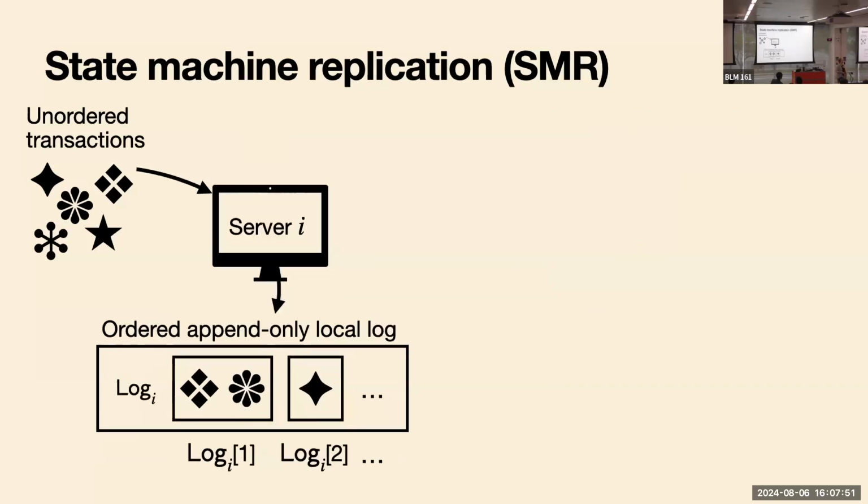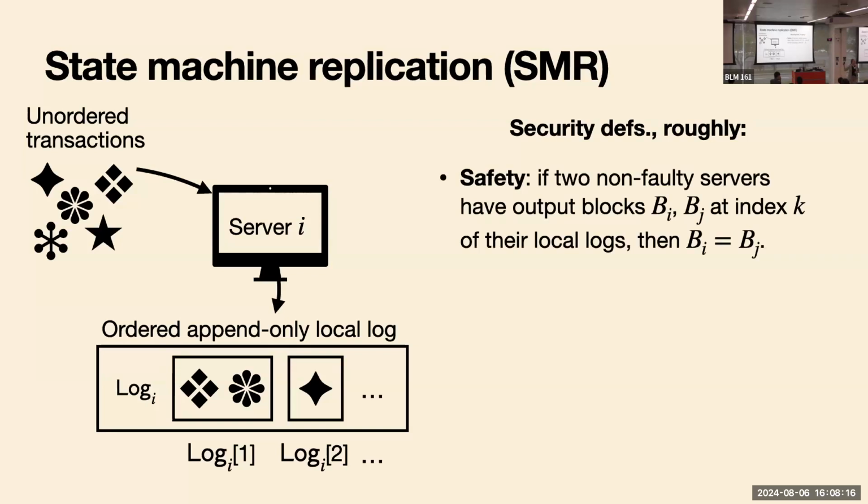All right, so that's what we want, and that's our tools. So what does this look like locally? Locally, some unmerged transactions are showing up on the doorstep or in the inbox of some server. That server is going to send messages to all of its server friends. Then it is going to have a local version of this log, which we denote with the subscript i. And our hope is that any two non-faulty servers have the same blocks at each index of their log.